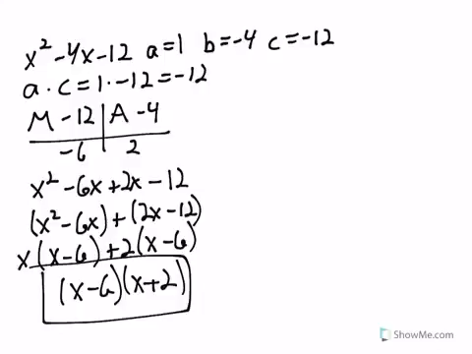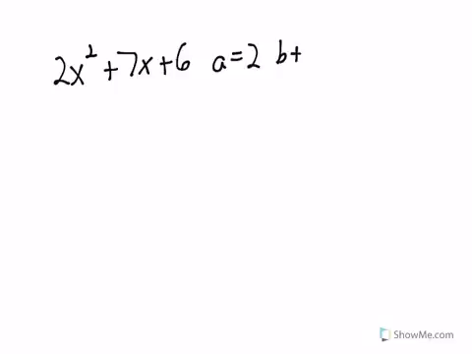So if we take a look at another example, well, let's actually start over here. The next slide. So we have 2x squared plus 7x plus 6. So notice this time our coefficient is a number greater than 1. It's 2. B equals 7 and c equals 6.